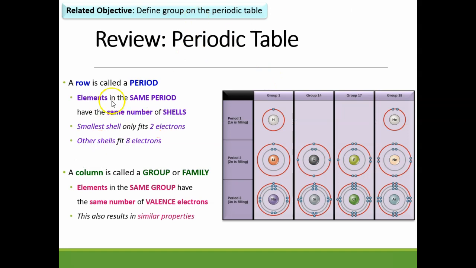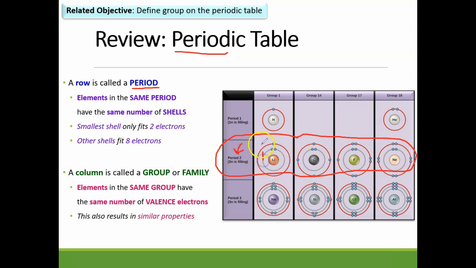All right, so taking a look here, a row, this is all review. Remember that a row in the periodic table is called a period. That is in fact where the word periodic table comes from. And remember that elements in the same period have the same exact number of shells. So if we take a look at an example here, period 2, this row right here, they all have 2 shells, right? So you can see period 2, the number is 2, and they all have 2 shells.